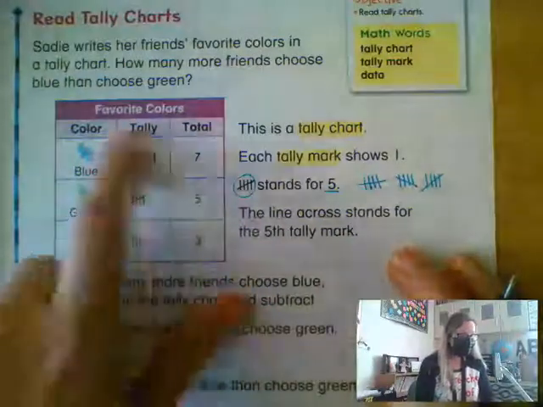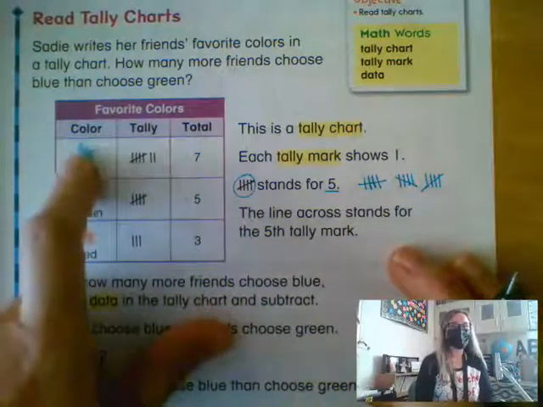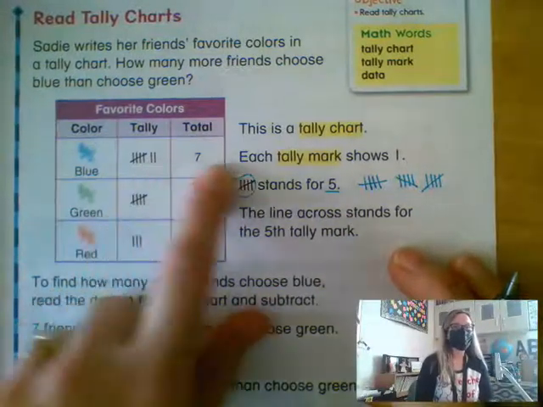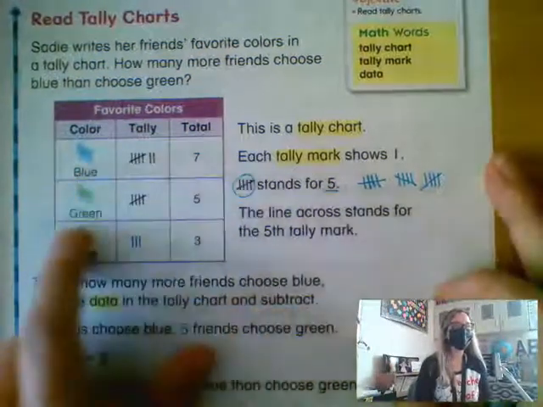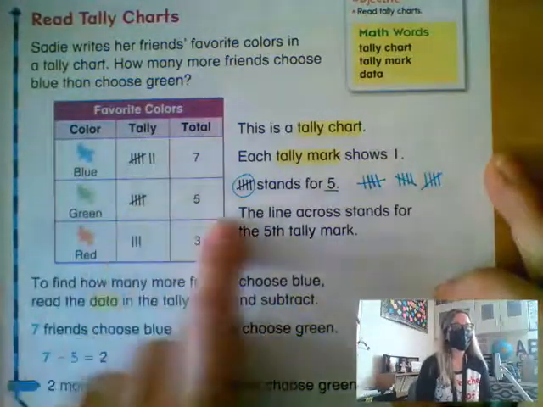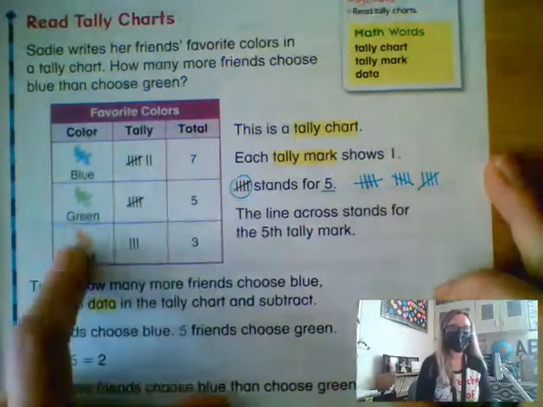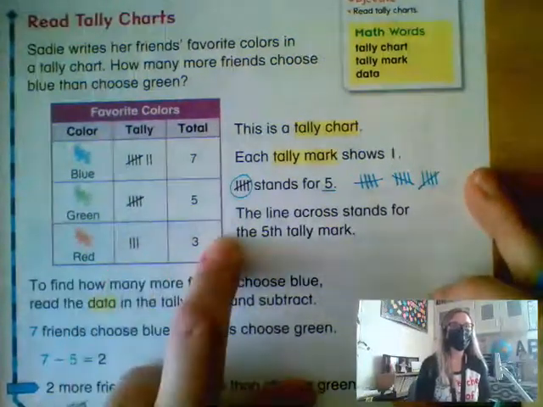So here, how many friends liked blue? Well, she drew five, six, seven tallies, so she put her total was seven. How many friends liked green? There were five, so she put a five. How many friends liked red? One, two, three, so she put a three.